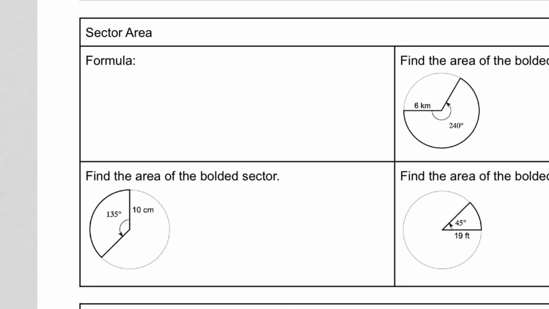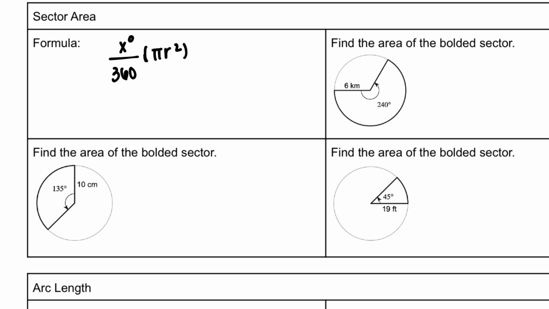All right, there were 2 more things we got into in this unit, and the next one, the last one, was sector area. There is a formula for this as well. And the way that it starts off is x degrees over 360, because there's 360 degrees in a circle, times pi r squared. So I'm going to do one example. You're going to do 2 on your own.